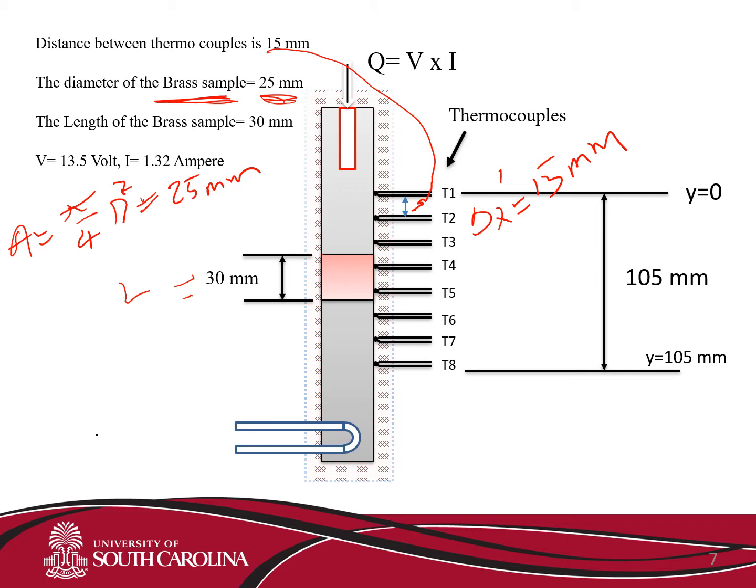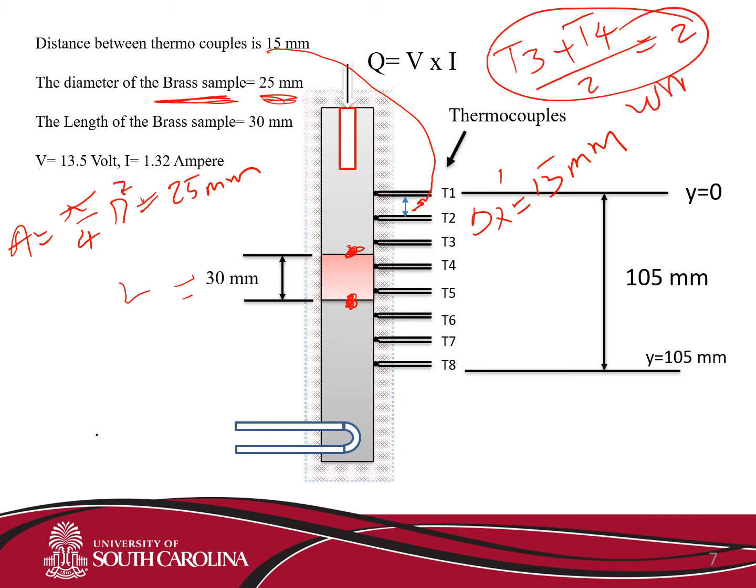So you need to calculate T hot and T cold. You need to find the temperature here and the temperature here. How do you find the temperature T cold and T hot? By using interpolation or extrapolation. It's incorrect if you give me T3 plus T4 over 2, this is wrong. So you need to find the interpolation to get T hot. This is T hot, and here this is T cold.